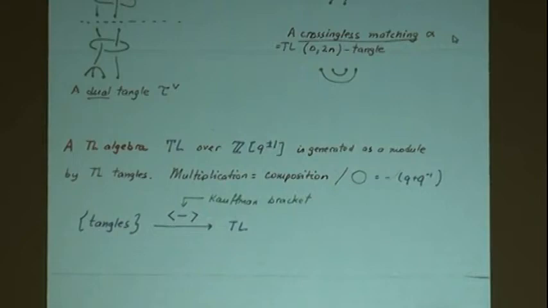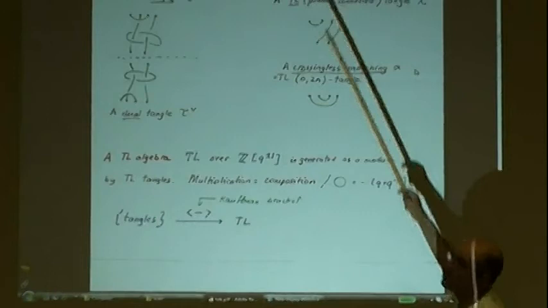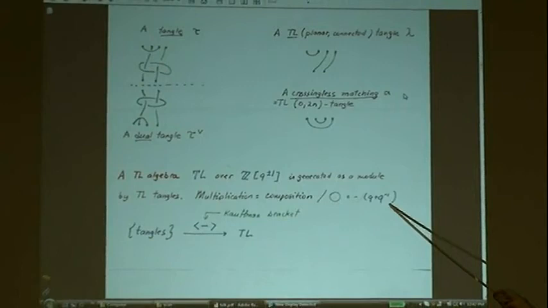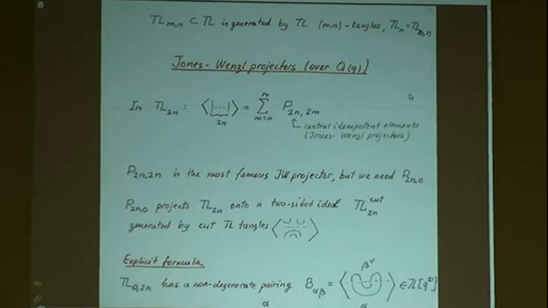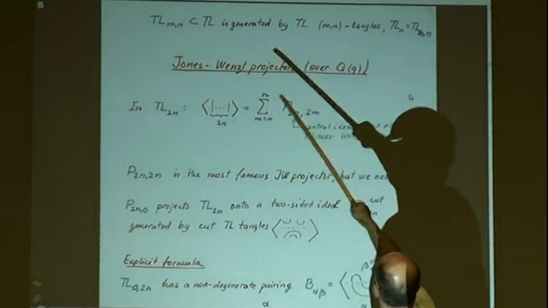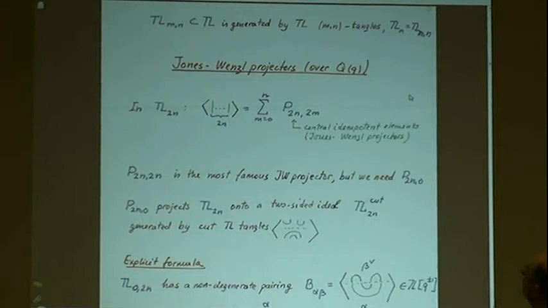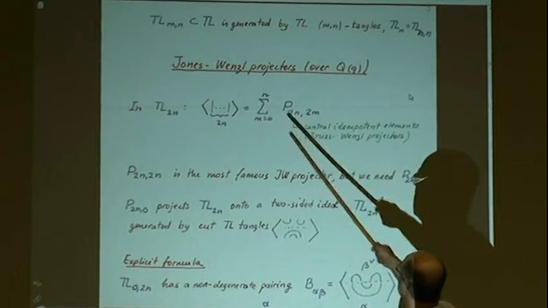The multiplication is composition of those things. If a circle appears, you remove it and replace it by this. And the Kauffman bracket maps the semigroup of tangles into this Temperley-Lieb algebra, because you replace all the crossings according to Kauffman's bracket formula. And I'll also use the notation TL_MM. That's the part of the Temperley-Lieb algebra which is generated by Temperley-Lieb tangles of type MM. So we will need Jones-Wenzel projectors.